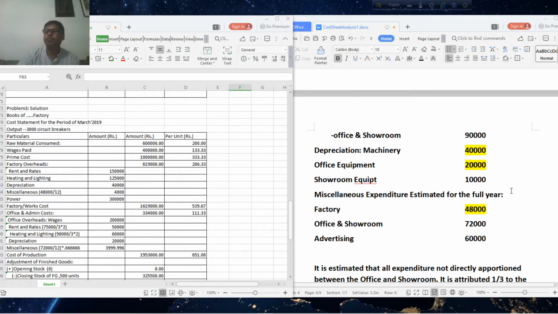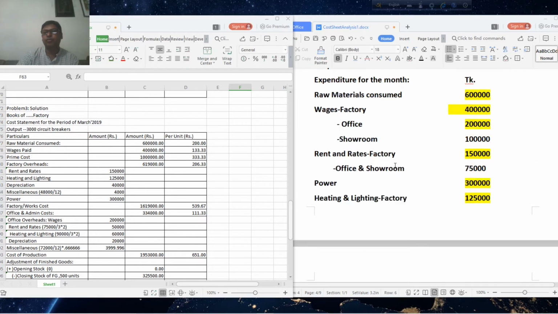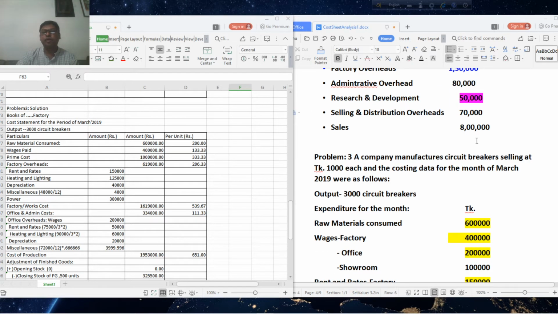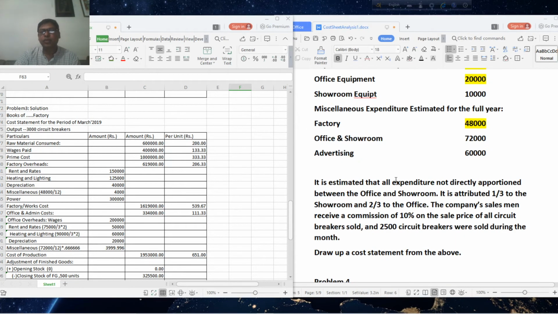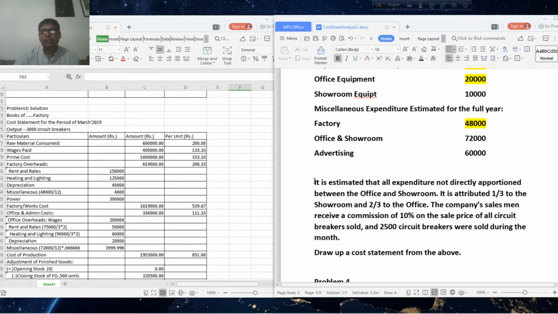Miscellaneous expenditure for the full year is given, but you have to calculate for only a period of 1 month, March 2019. And there is a special requirement given here that it is estimated that the expenditure is not directly apportioned between the office and the showroom. So the office and showroom figure is given in a combined manner, but you have to isolate it. It is attributed 1/3 to the showroom and 2/3 to the office expenditure.